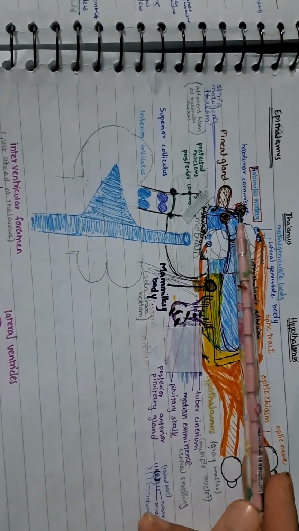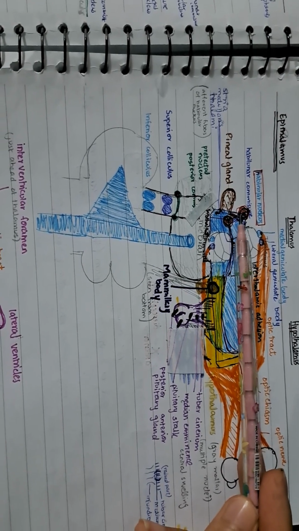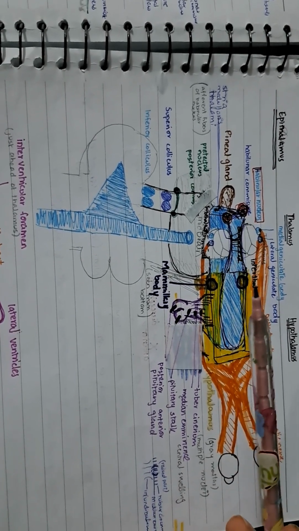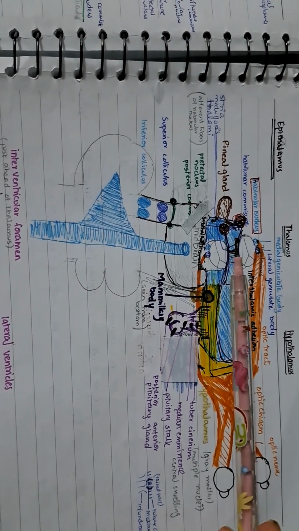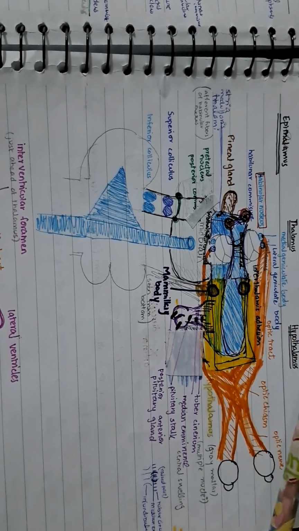which forms a commissure, and we call it, well, apologies for the noise because there is construction being done. So yeah, sorry for that, please excuse me.